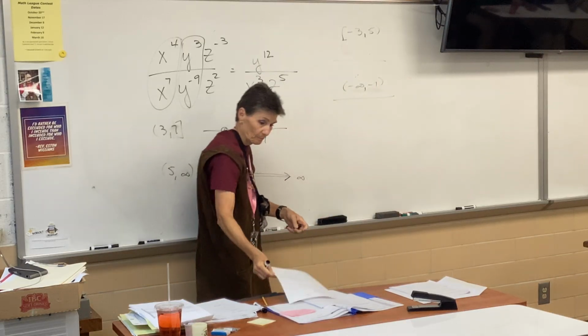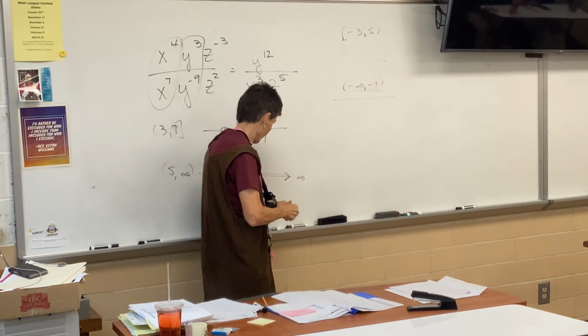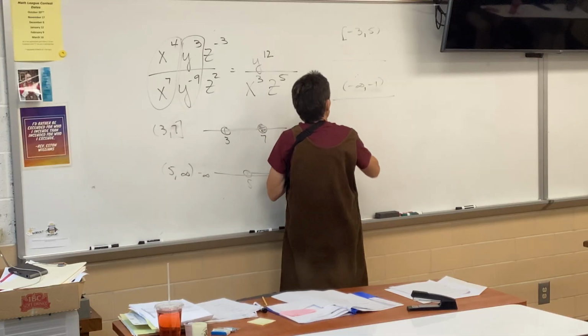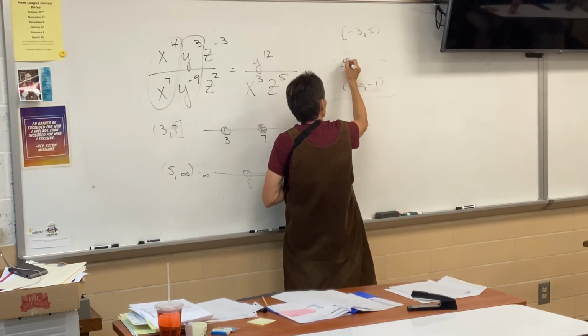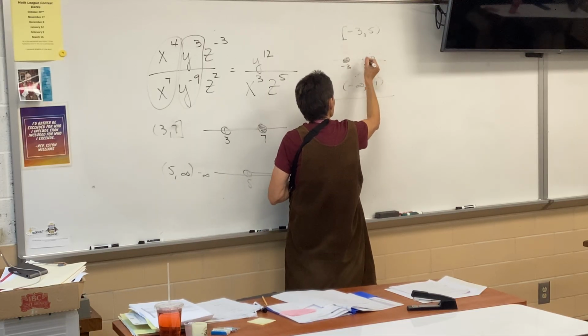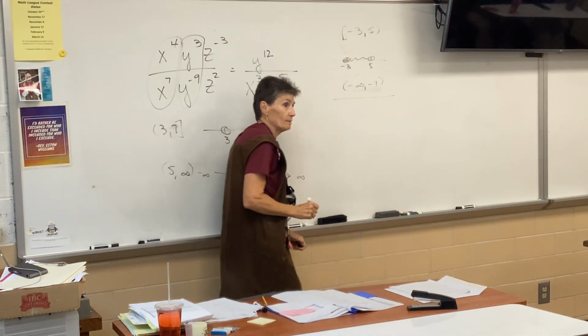What do I do? I'm going to put a closed circle at -3, open on 5, open on 5, everything in between.